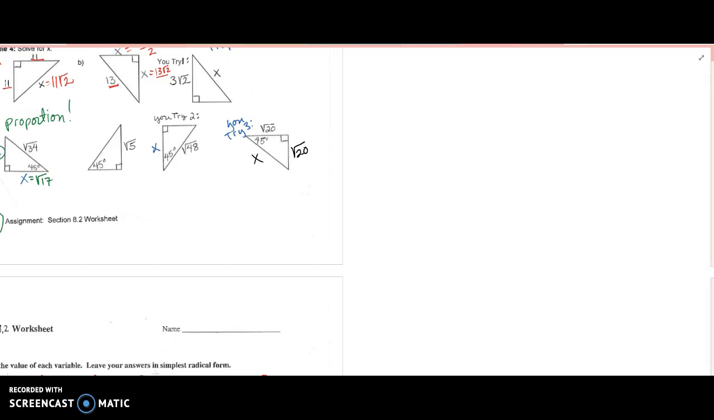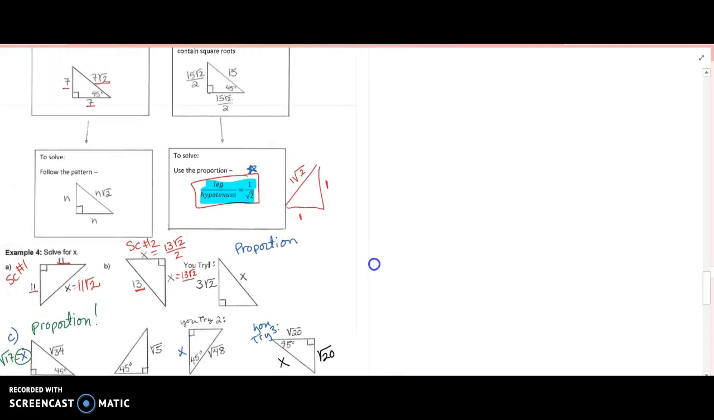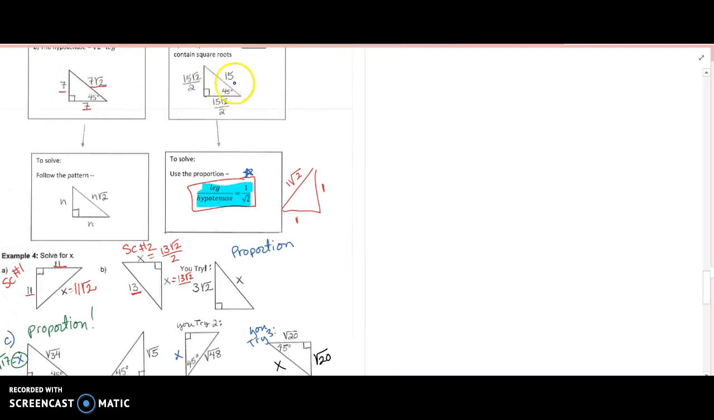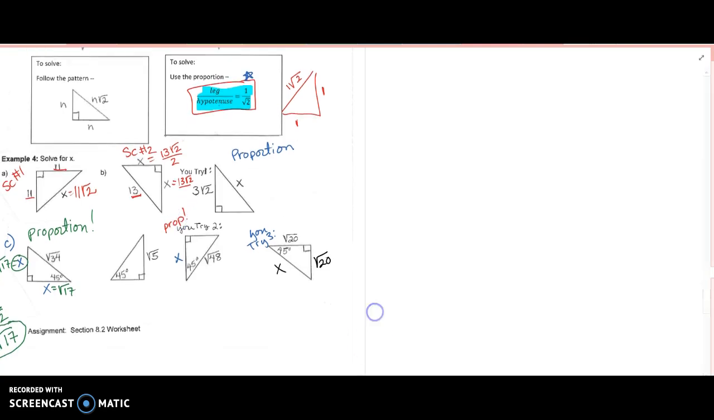So here we go. Looking at the pattern, for You Try 2, it does not seem to fit with n square root 2 on the hypotenuse. Likewise, it does not seem to fit with the whole number on the hypotenuse. So let's go for the proportion. I'm just going to abbreviate this time: Prop. Leg is to hypotenuse as 1 is to square root 2.